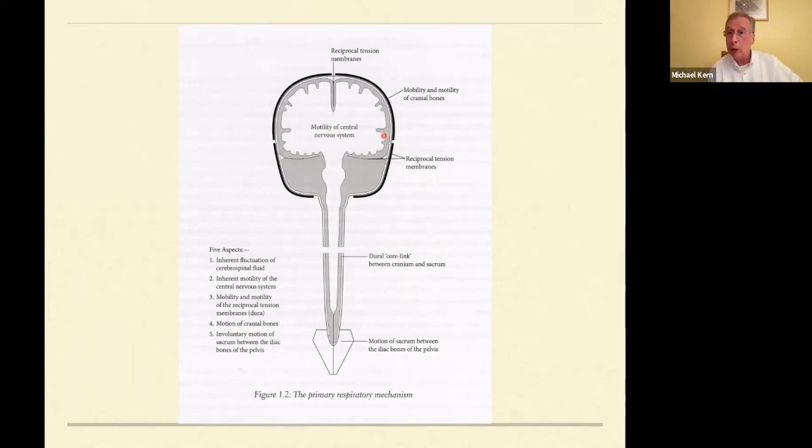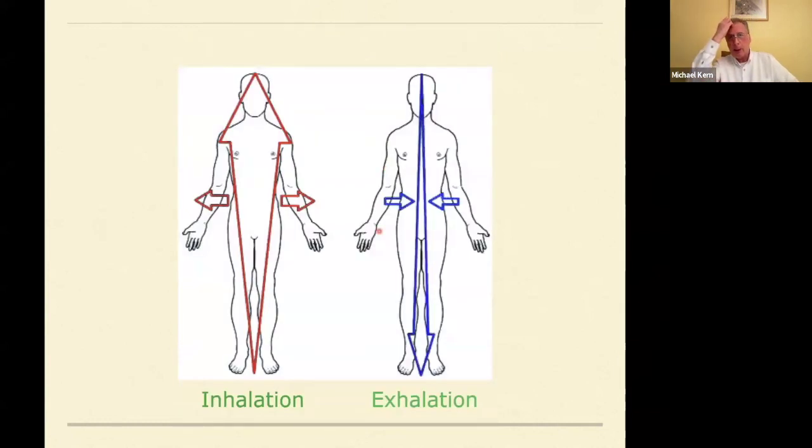Now, I'm going to be talking a bit more, and we'll do a little bit of practice as well, about what these subtle movements are, what might be their significance, and how might we sense them as well. So basically, Sutherland, as I mentioned earlier, identified that these subtle motions express as rhythmic movements.